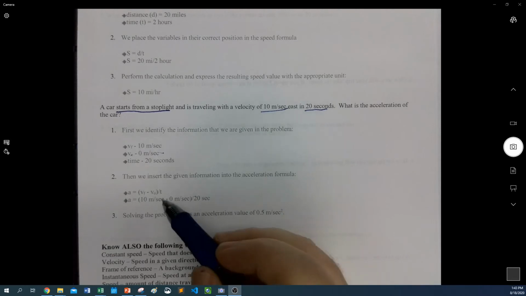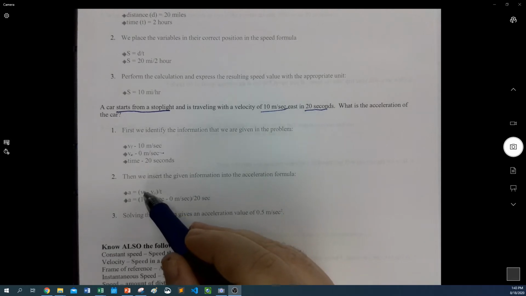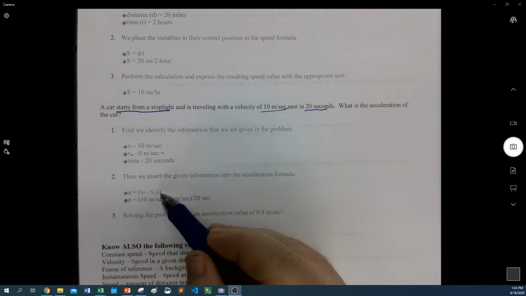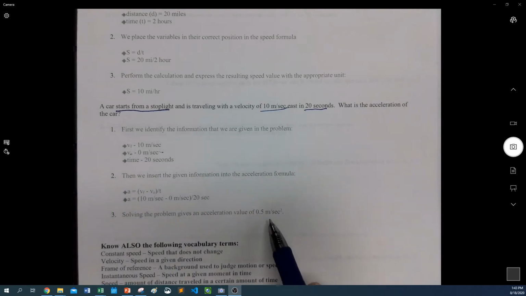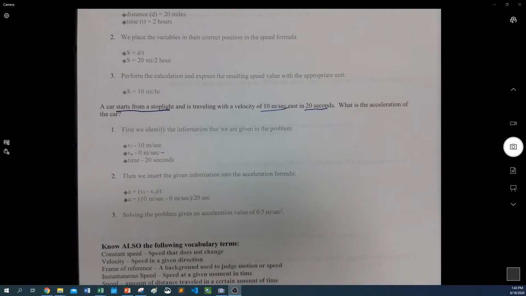Our equation for acceleration is Vf minus Vi divided by T. Plug the numbers in, and then calculate, they will have an acceleration of 0.5 meters per second squared.